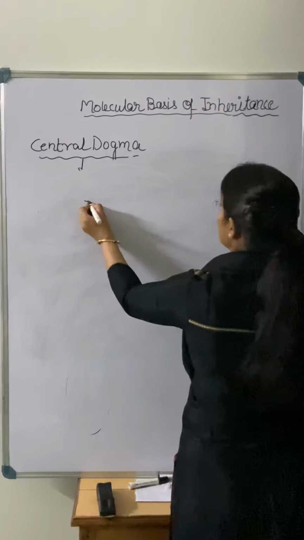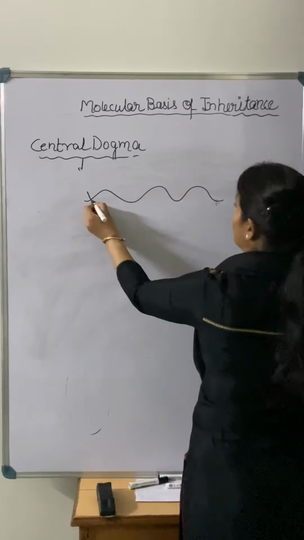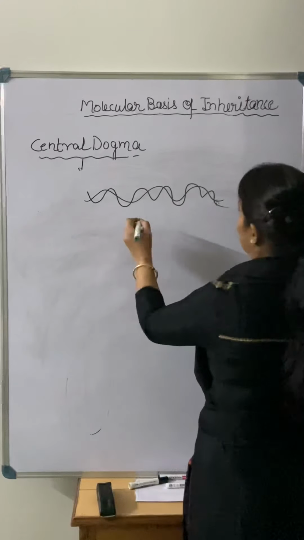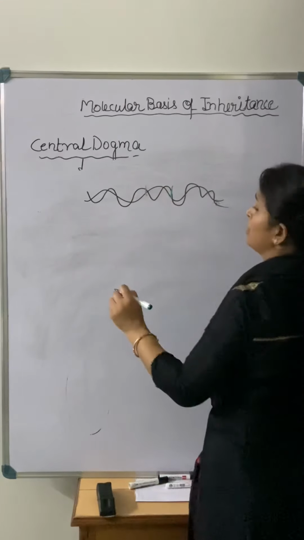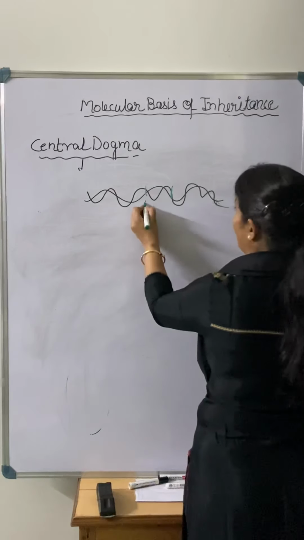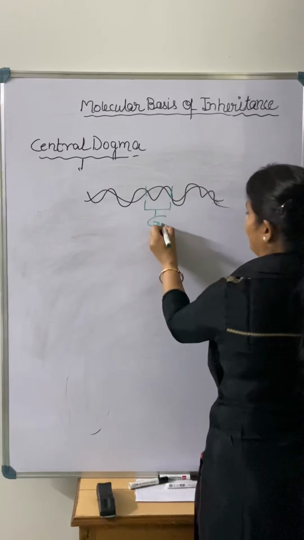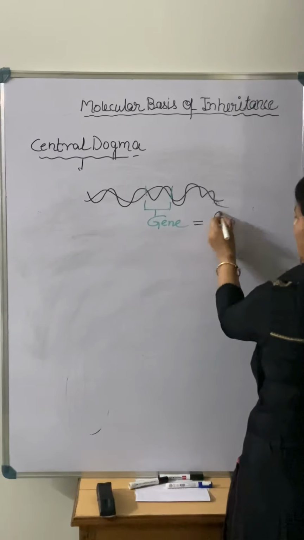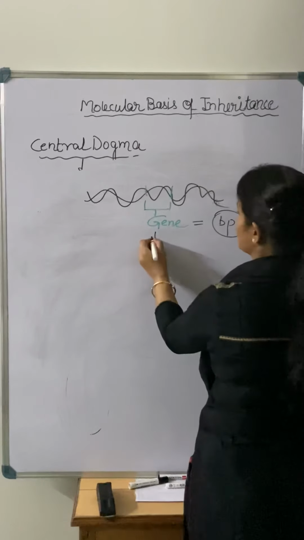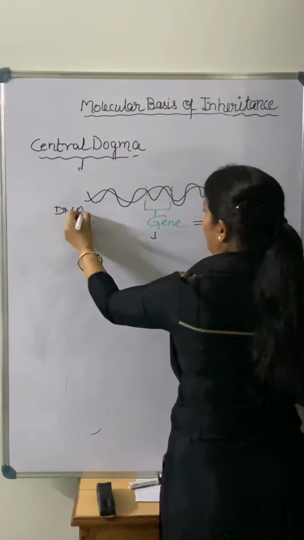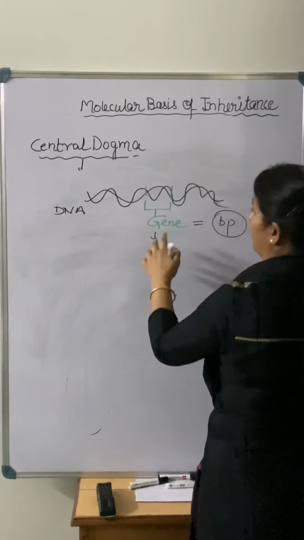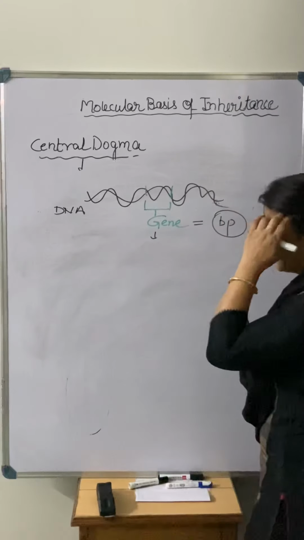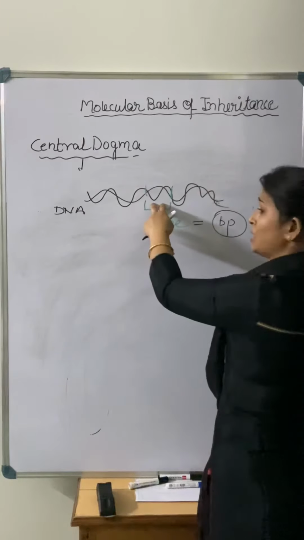For example, this is the double helical structure of a DNA, right? And in this DNA, there is a part that is copying its information. So I am considering it as a gene, right? Now you know very well a gene has base pairs. So this is a DNA template. I am taking one strand of the DNA, and from that I am taking a segment of DNA, and that is actually a gene, right?